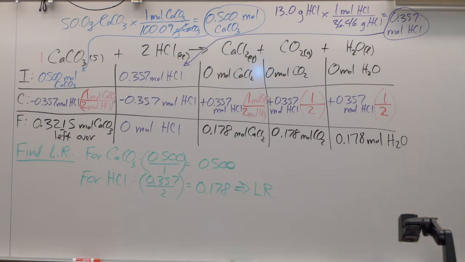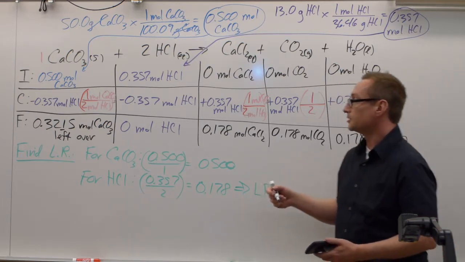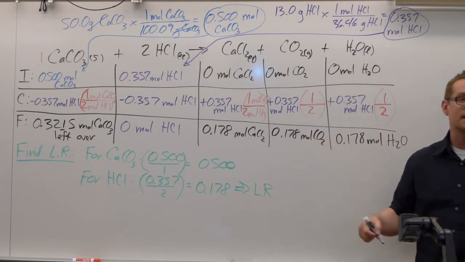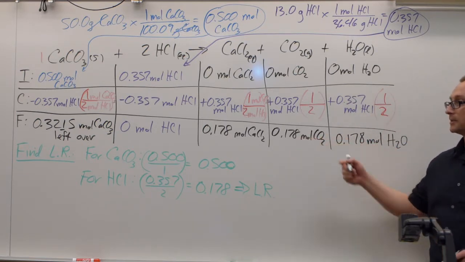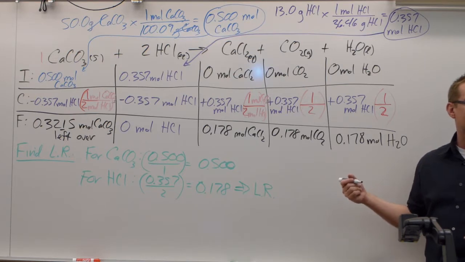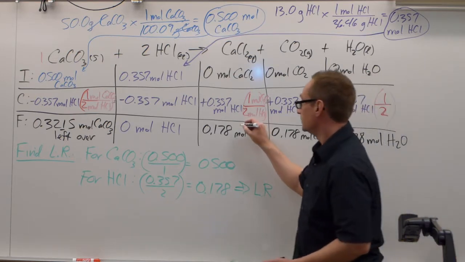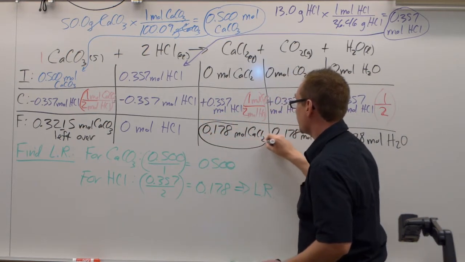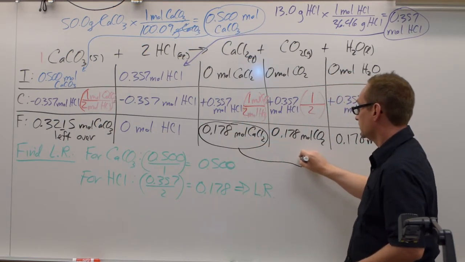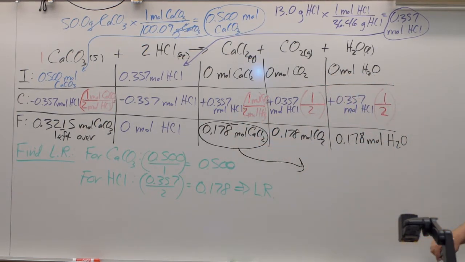And the question asked us what grams of calcium chloride is produced. So do we need to worry about these other ones? And the answer is no, we don't. But I just wanted to show you how you would get it if you had to get them. So we're going to take our final moles of calcium chloride and we're going to convert that back to grams and we're done.